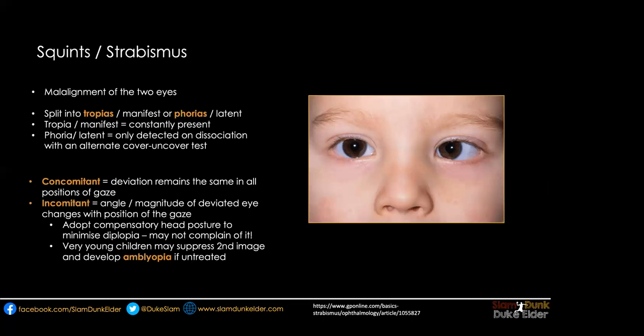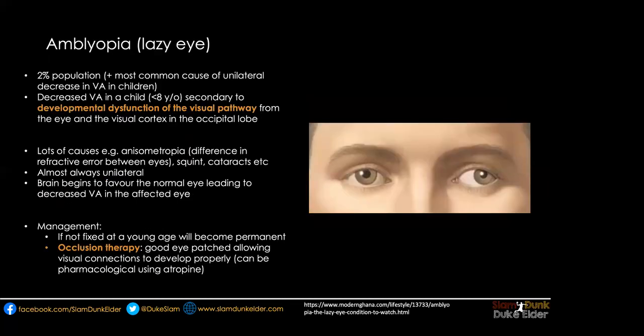This is when the visual pathway of one of your eyes is affected and you lose visual acuity in the eye which is deviated, which has the squint, because the brain retrains itself just to focus on the good eye. So I've got a slide here. Amblyopia is what the layman would call a lazy eye, and it's very common. About 2% of the population have it, and it's the most common cause of unilateral decrease in visual acuity in children. As I said before, it's a developmental dysfunction in the visual pathway from the eye to the visual cortex.